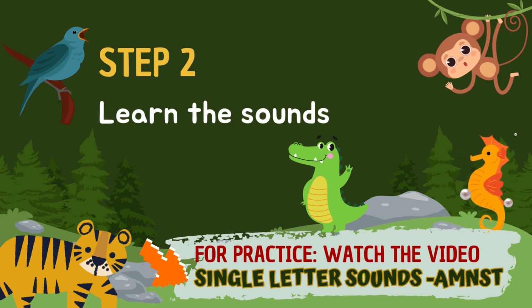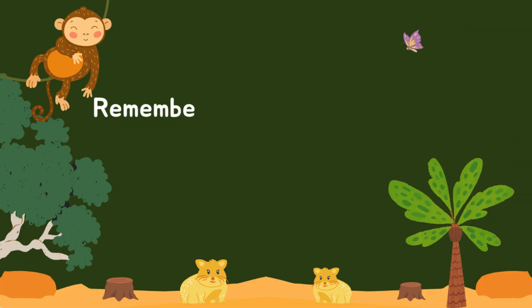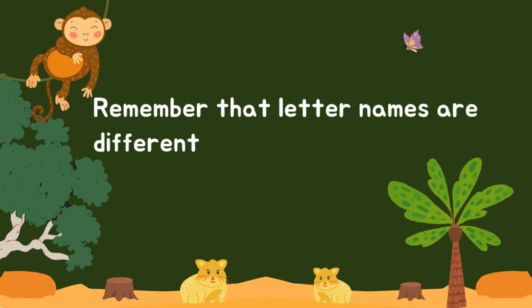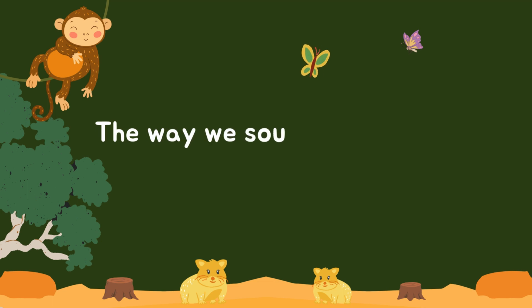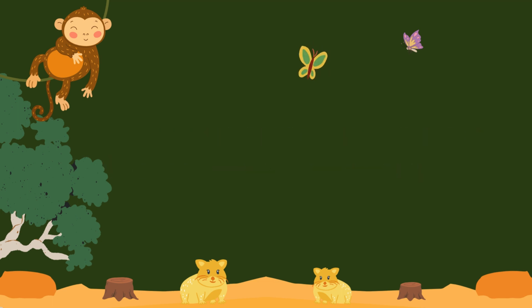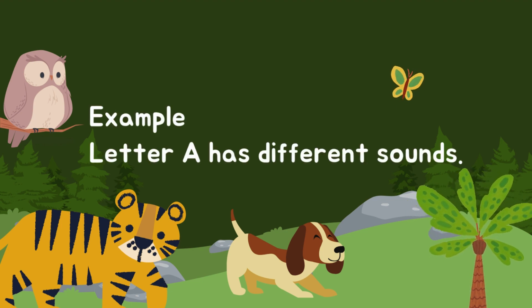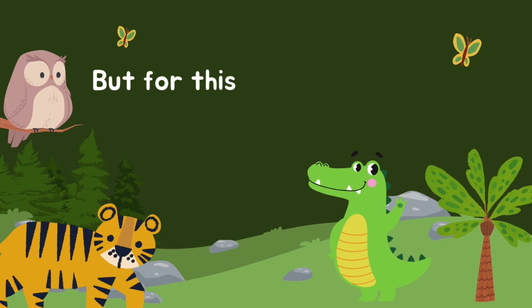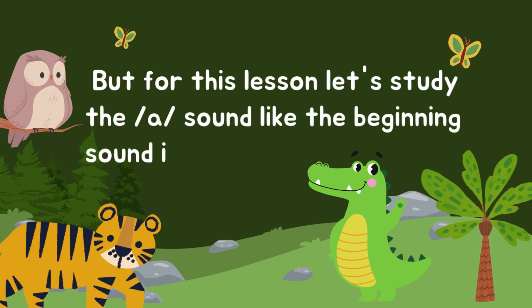Step 2. Learn the sounds of each letter. Remember that letter names are different from letter sounds. The way we sound the letters is different from their names. Example: letter A has different sounds. But for this lesson, let's study the A sound, like the beginning sound in alligator.